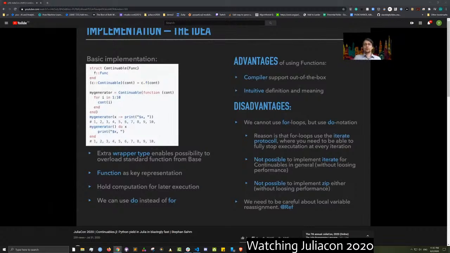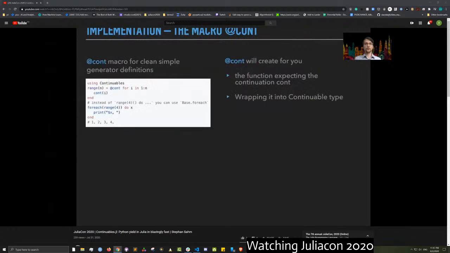So that's also not possible because you need a full stop, which we cannot just do to a function in between. And another little thing I'm going into in the performance section is that you have to be careful about local variable reassignment, but we'll see it soon.